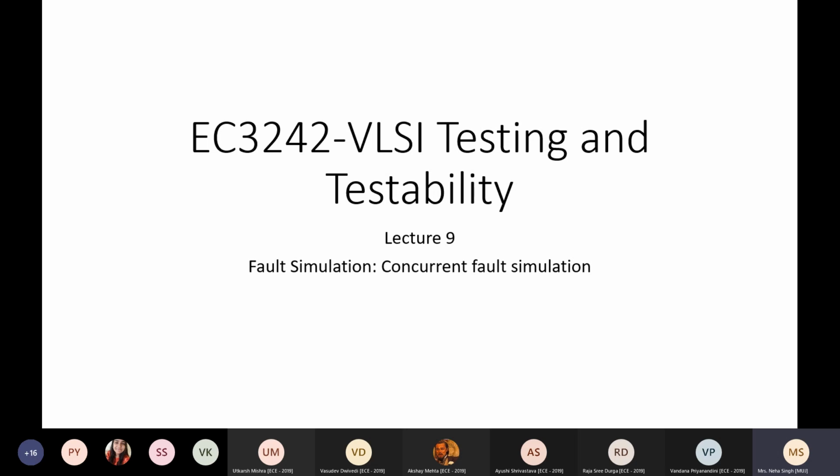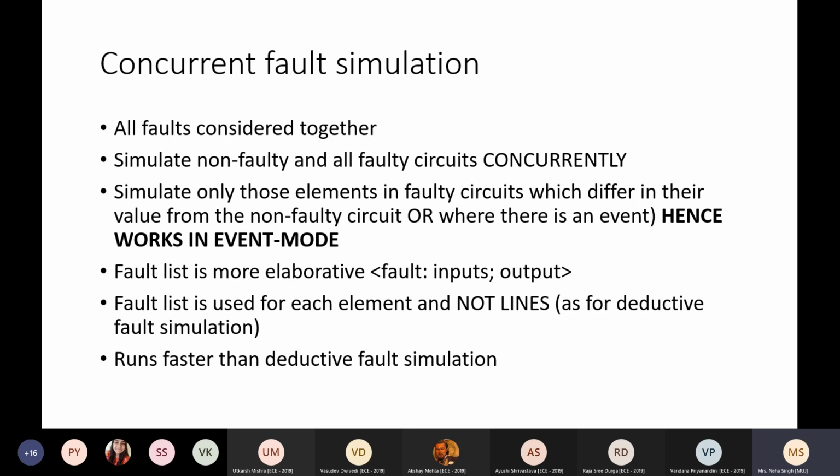Concurrent simulation is slightly above deductive fault simulation and somewhat similar to it, because here also we consider all the faults together. As in deductive fault simulation, सारे faults एक ही pass में हम simulate कर लेते हैं. We simulate the non-faulty as well as all faulty circuits in one pass, that is concurrently, right?